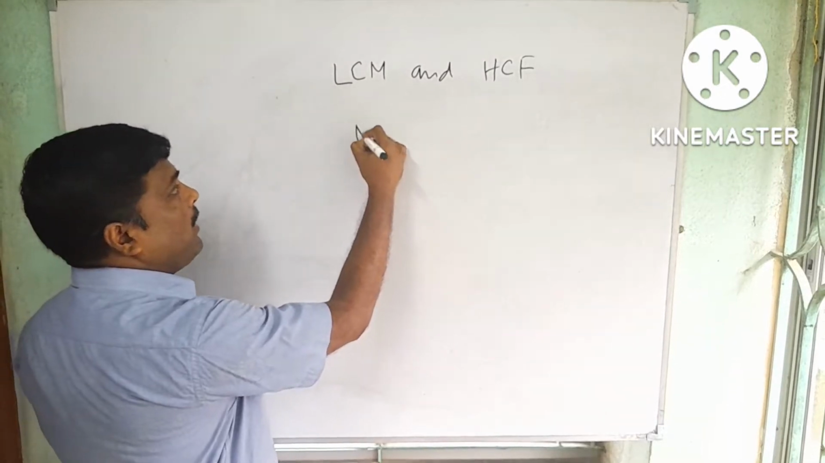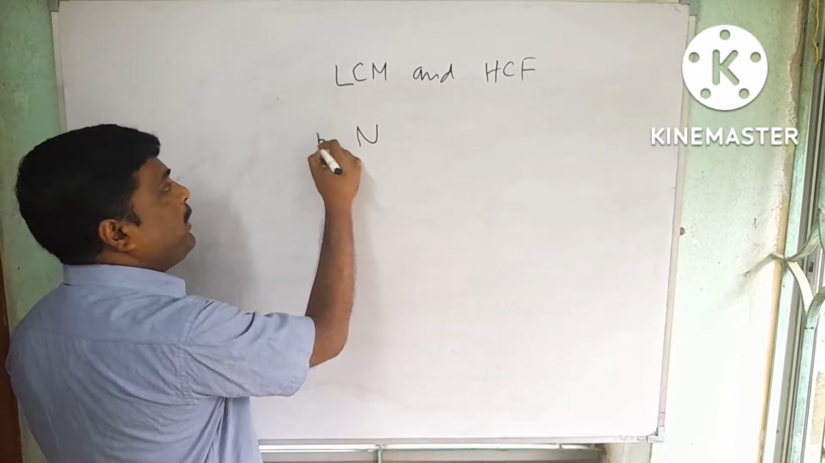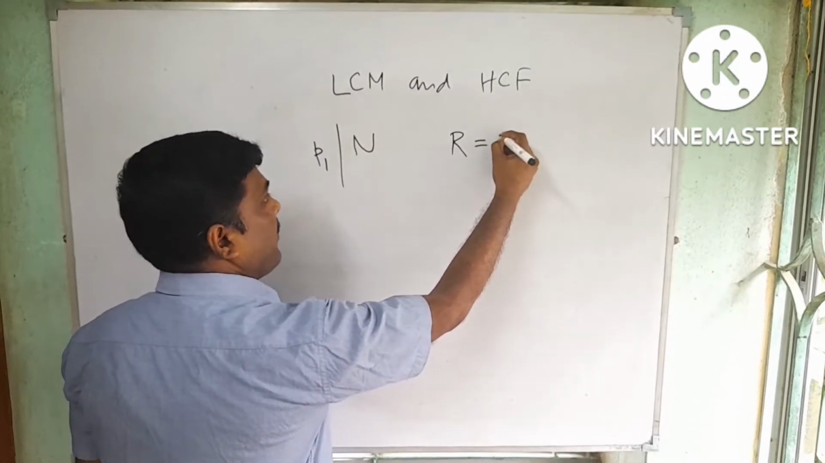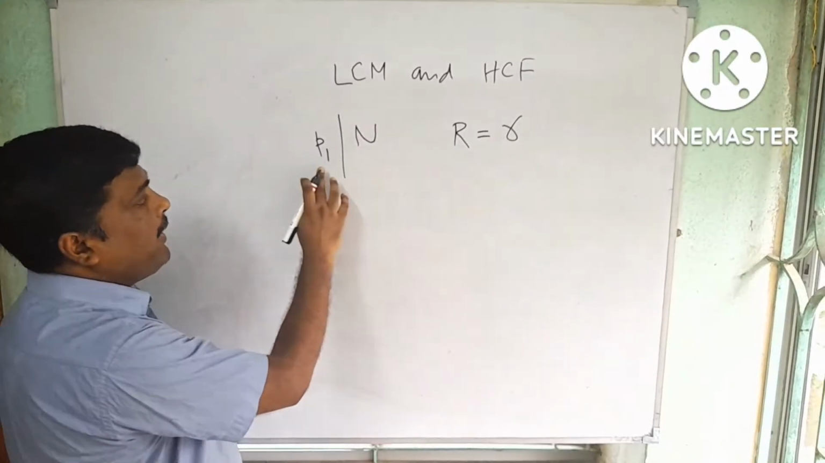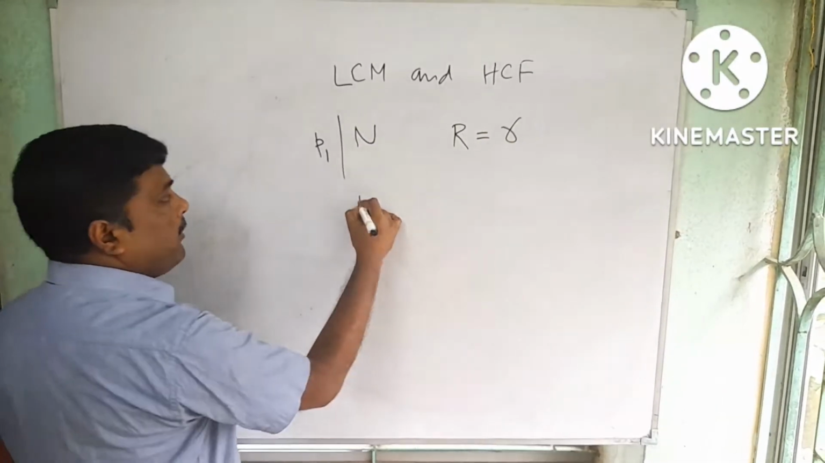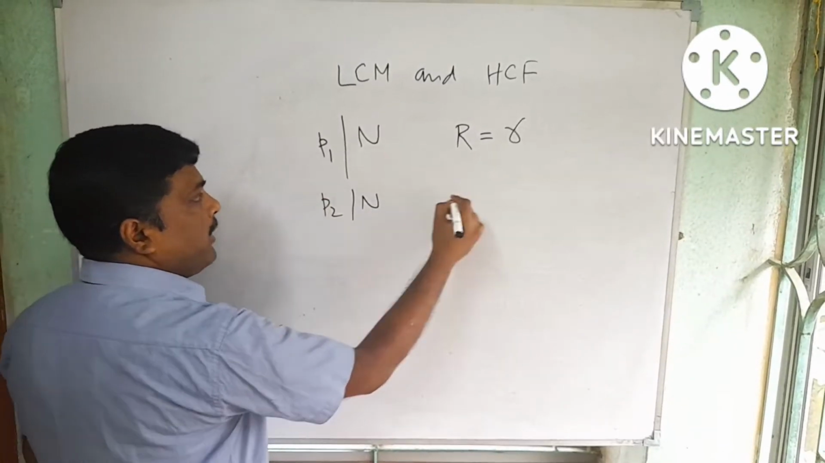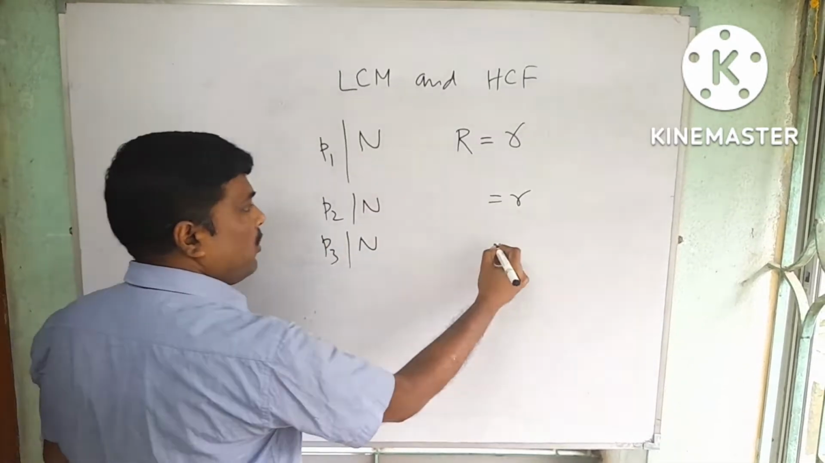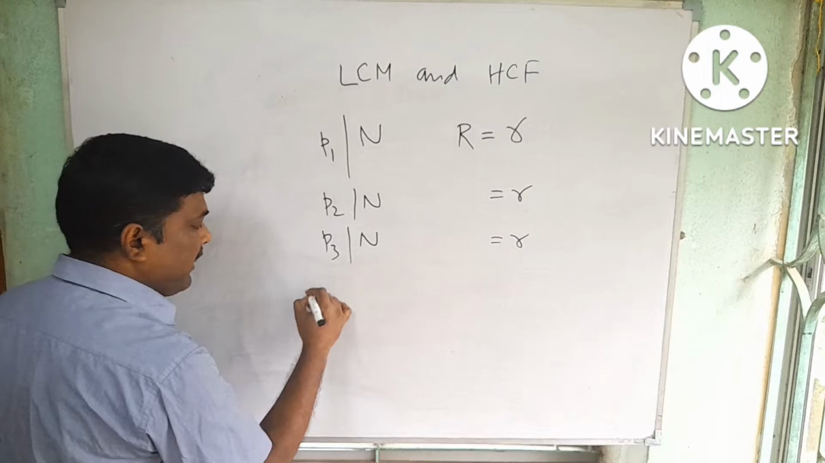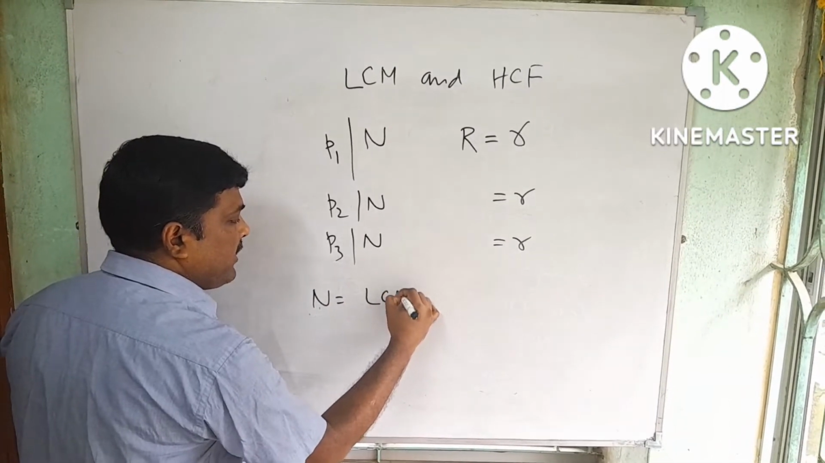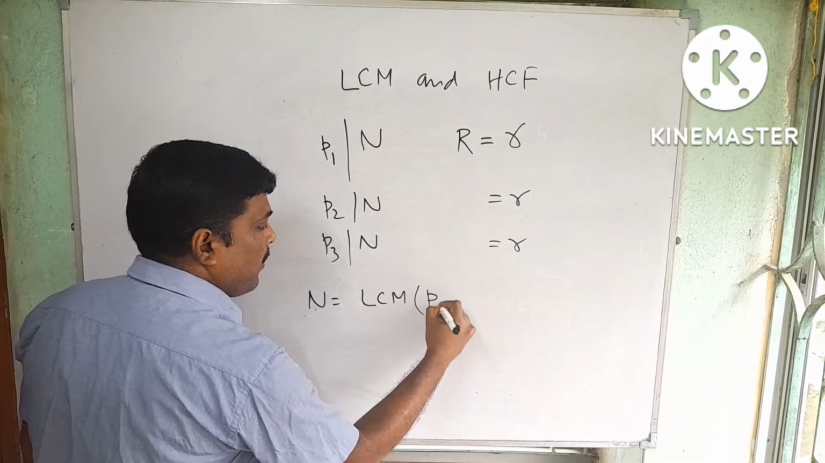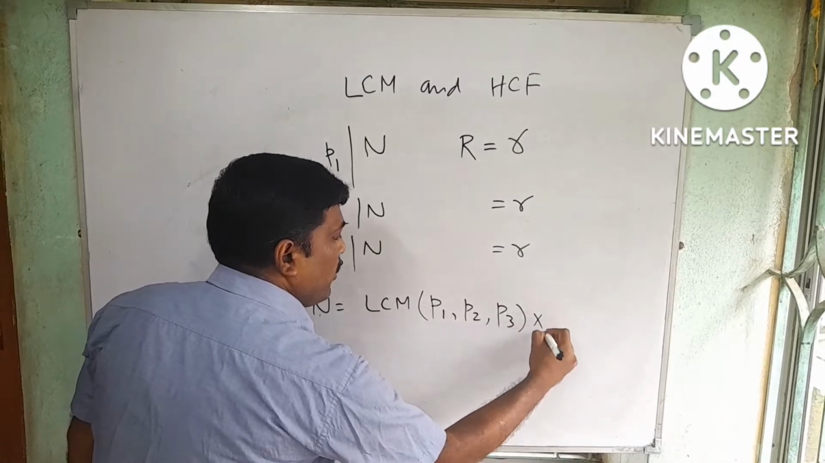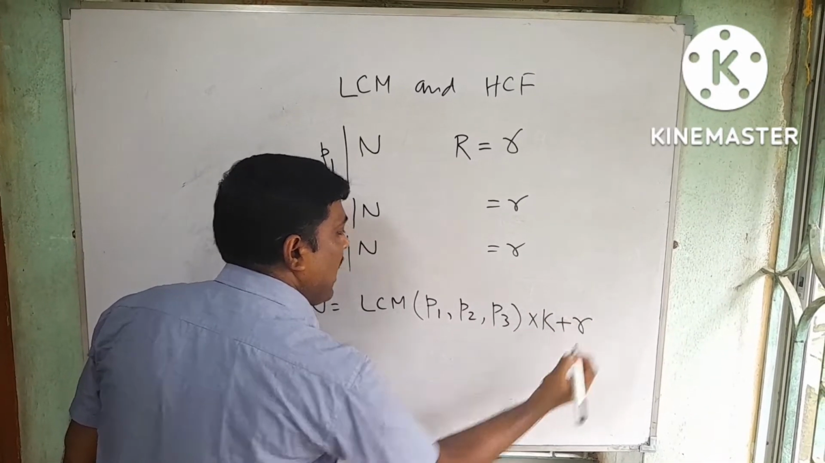Suppose n is one number. Dividing this number n by p1, the remainder is r. Dividing the same number by p2, the remainder is r. Dividing by p3, in that case also the remainder is r. So n can be written as LCM of p1, p2, p3 into some natural number k plus r.